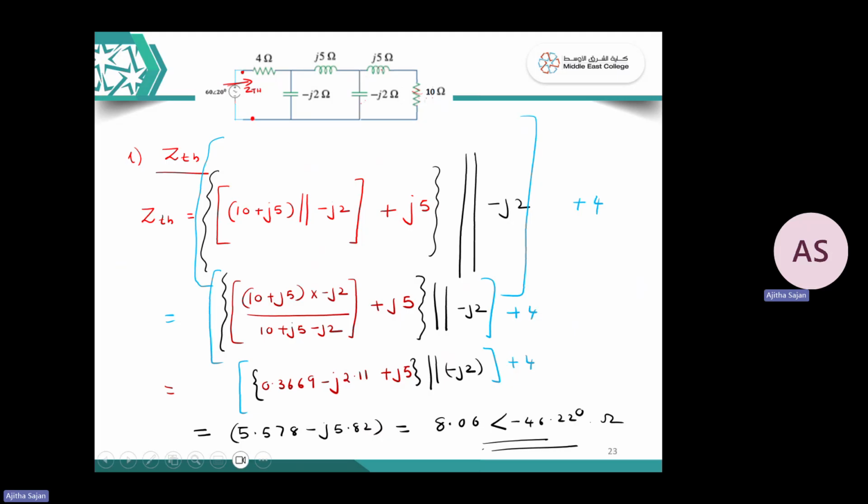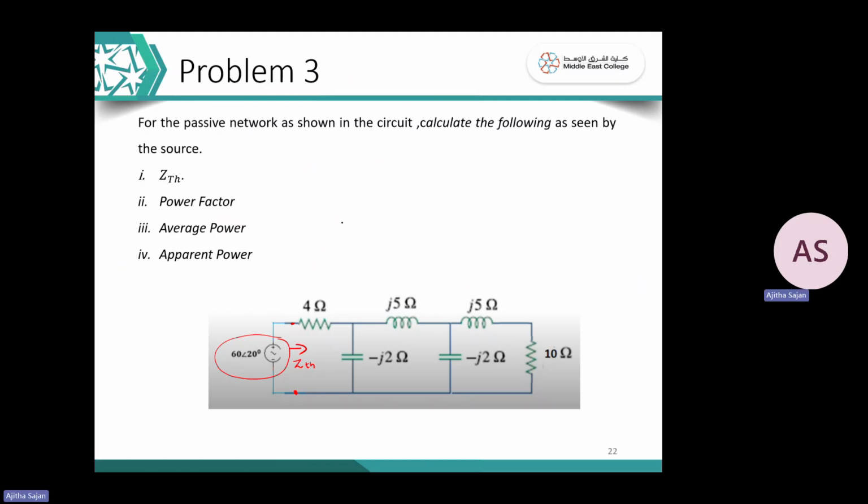That is the first part of the question, right? Now, what is the second part? Power factor. I already explained what power factor is. Power factor is nothing but cos of theta V minus theta I, the phase angle difference between the voltage and the current. Now, what is ZTH actually? Z is like V angle theta V divided by I angle theta I, because Z is V by I.